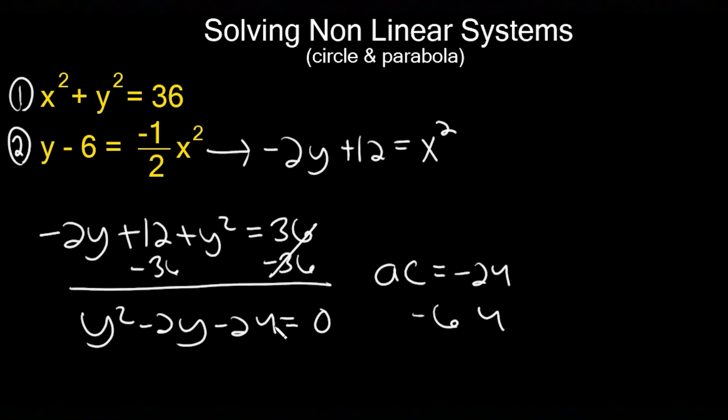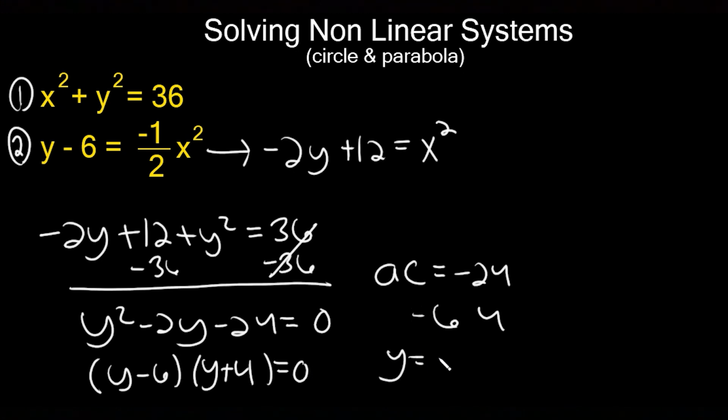And since a is equal to 1, I can put it right in factored form. I get y minus 6 and then y plus 4 all equal to 0. Solving each one of those factors, I get y is equal to positive 6, and then I get y is equal to negative 4. Okay, so we have some y values now.